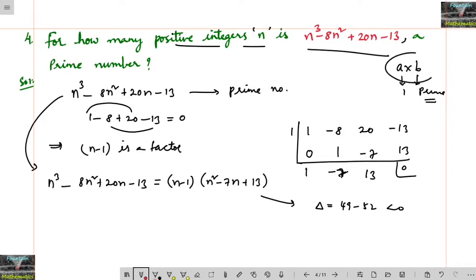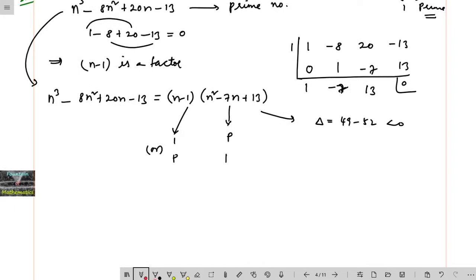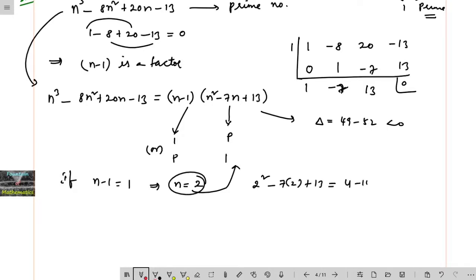So according to the condition, one of these numbers, either n minus 1 can be equal to 1 and this must be a prime number, or this can be 1 and the other can be a prime number. These are the two cases we had. Let us see the two cases and we'll find the number of positive integers. Suppose n minus 1 is equal to 1, then what is n? N is equal to 1 plus 1, 2. Let's substitute n is equal to 2 in this expression. So 2 square minus 7 into 2 plus 13 is equal to 4 minus 14 plus 13. So 17 minus 14 is 3, which is a prime number.